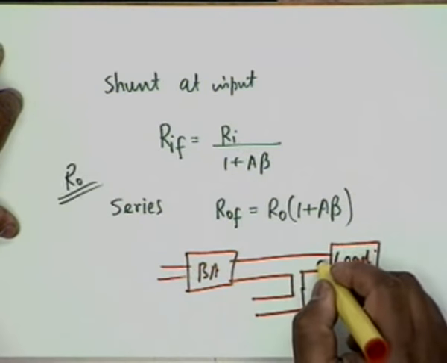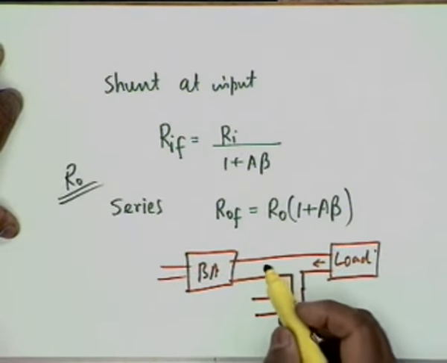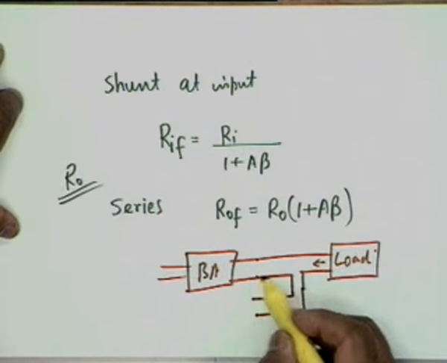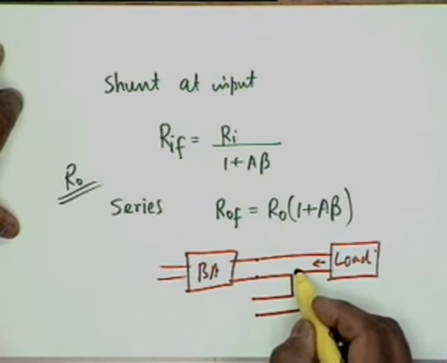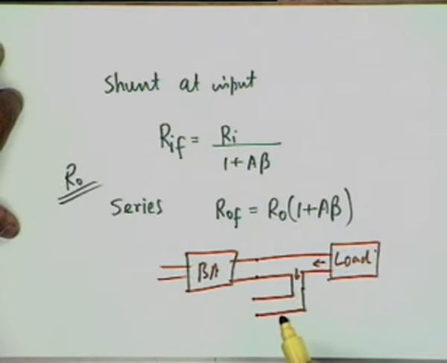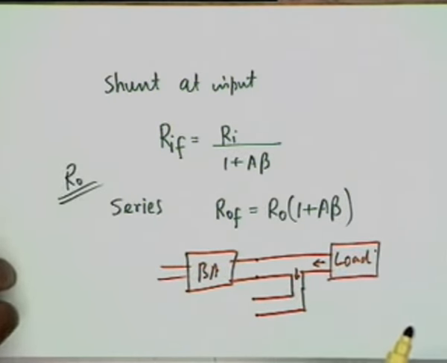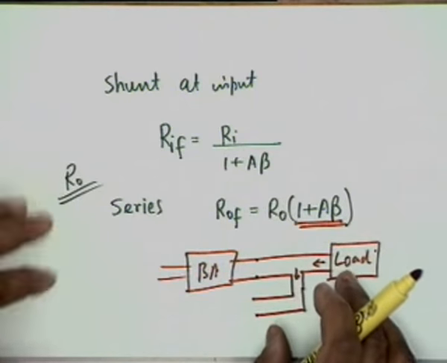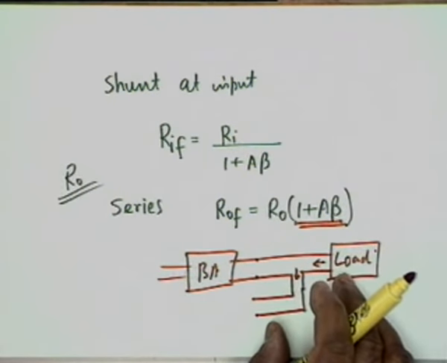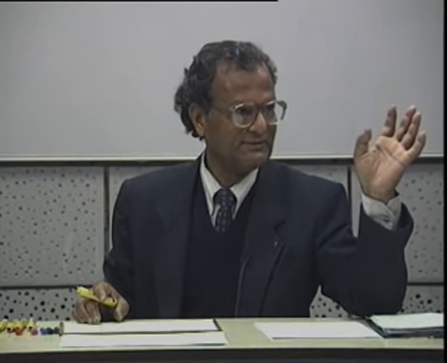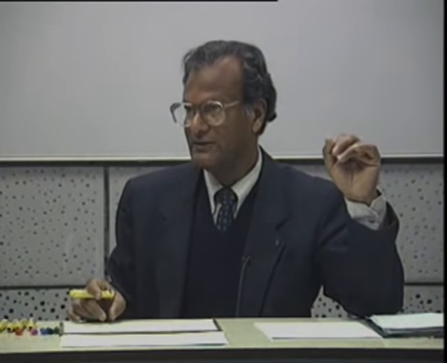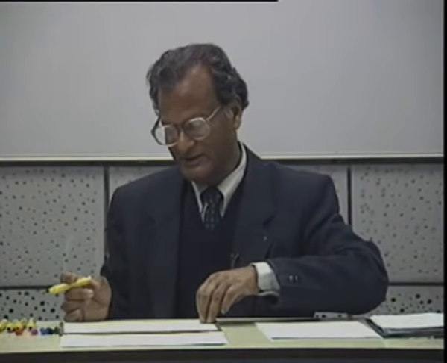So the output impedance that is seen by the load is not only the output impedance of the basic amplifier, but it is added to the impedance that it sees here, and therefore the output resistance effectively increases, and this increase is again by the same factor 1 plus A beta, and this increase is independent of whether the input connection is shunt or series. It does not matter. If the output sampling connection is a series connection, then the output impedance increases.